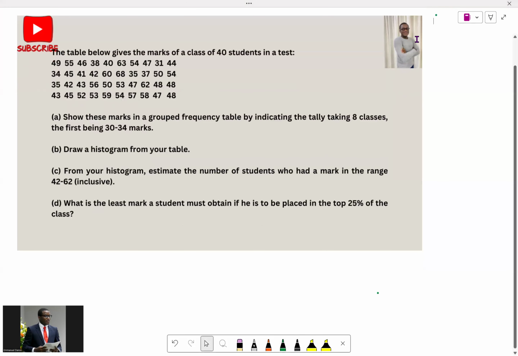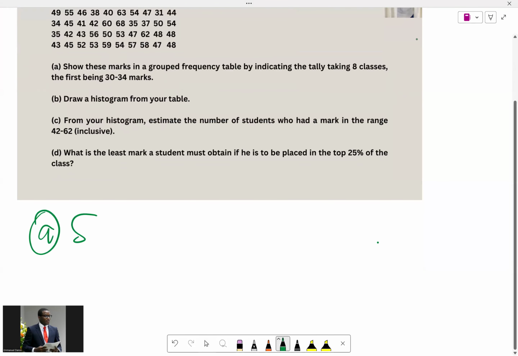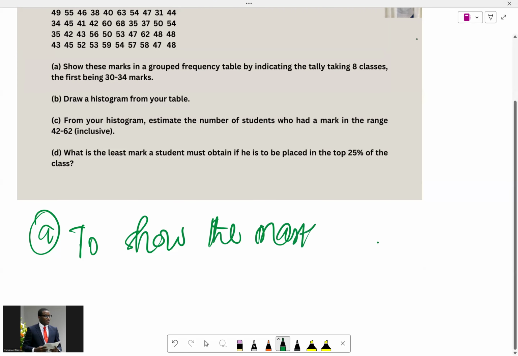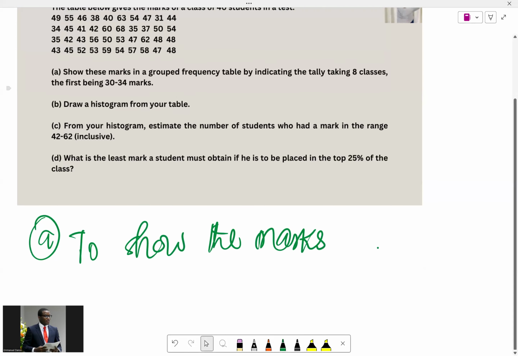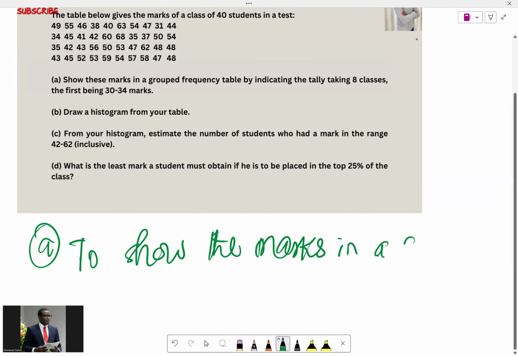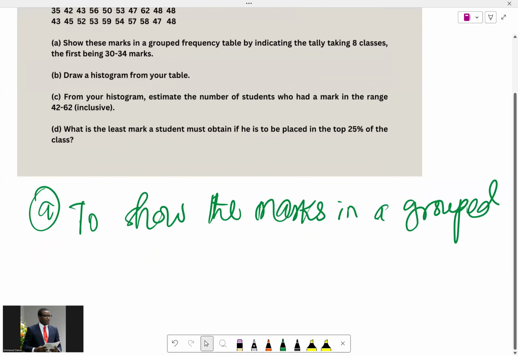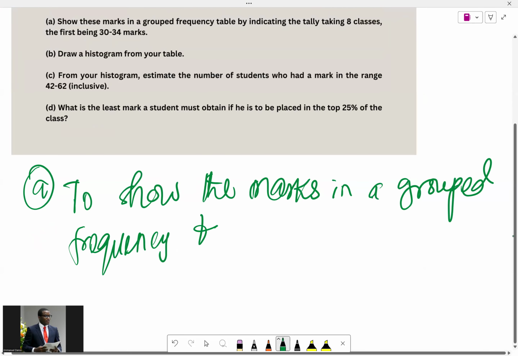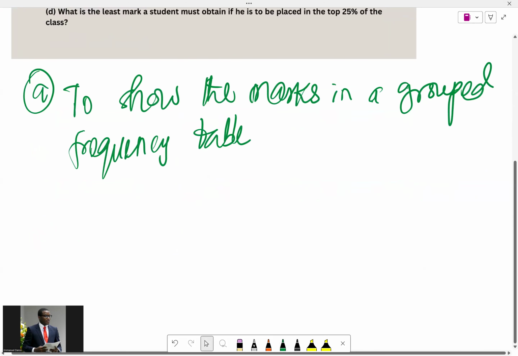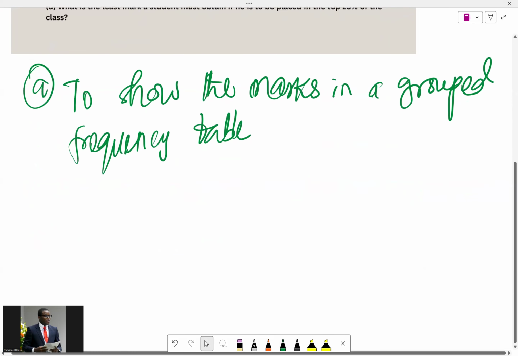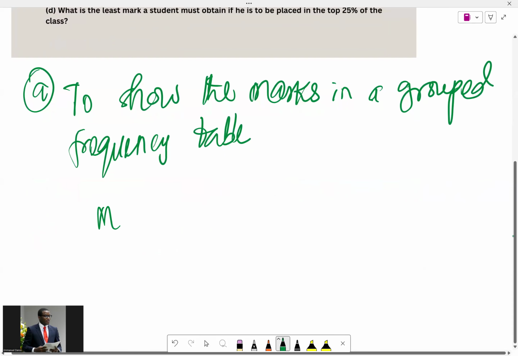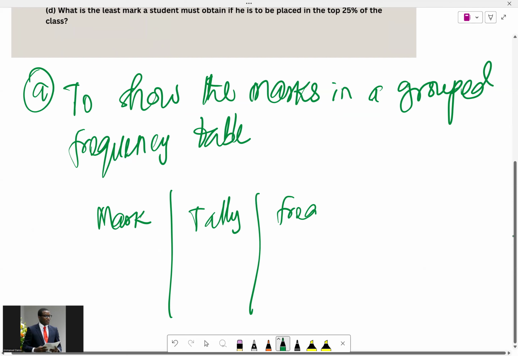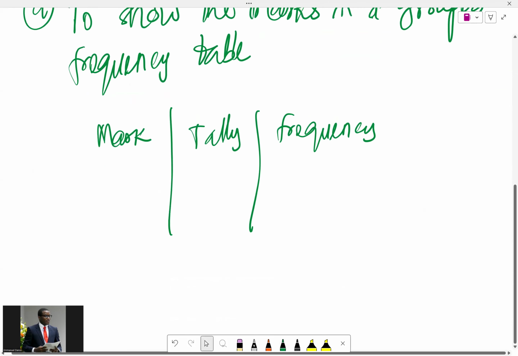The first is to show these marks in a grouped frequency table. That's the first thing we need to do. So we have the marks, then we take the tally, and then we have the frequency. That's the first part here.